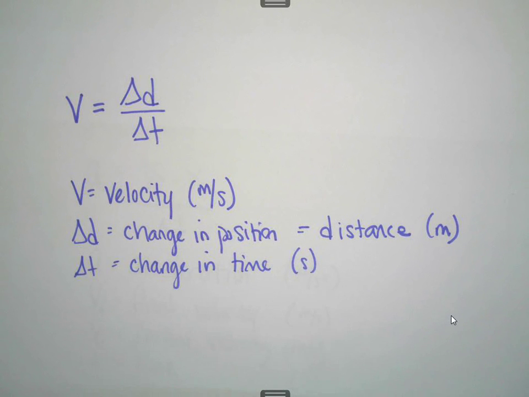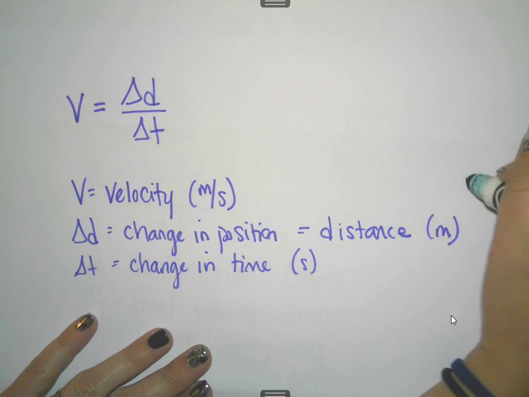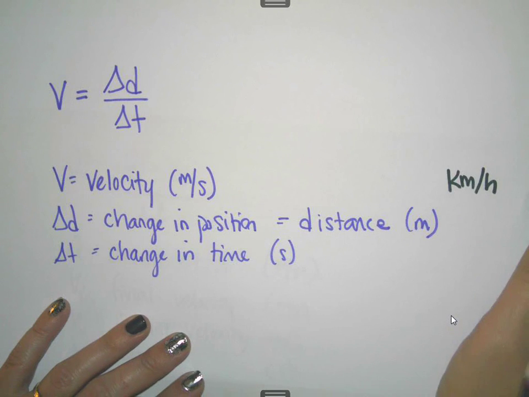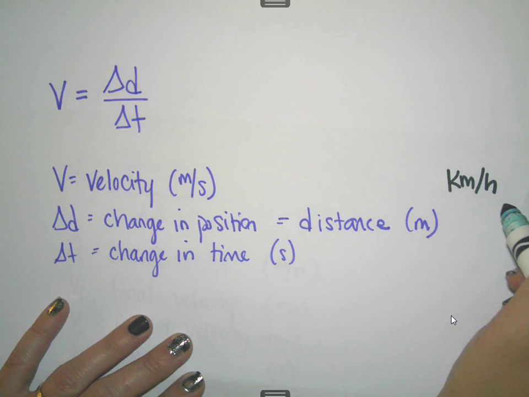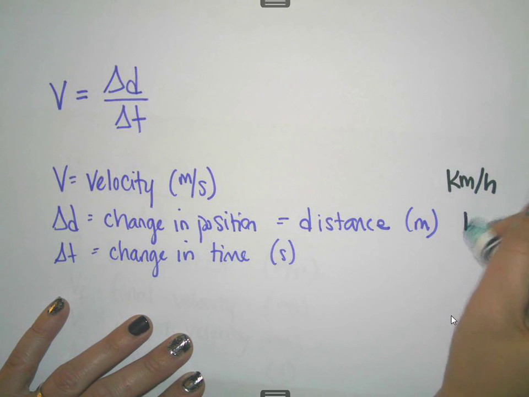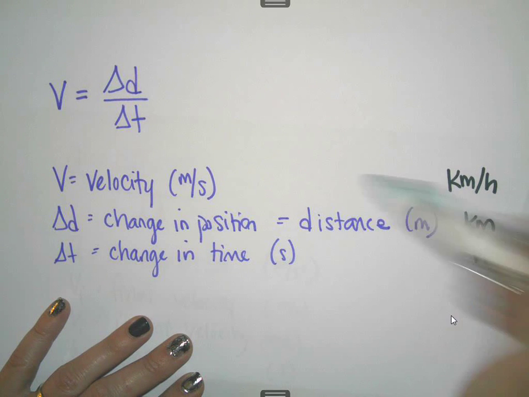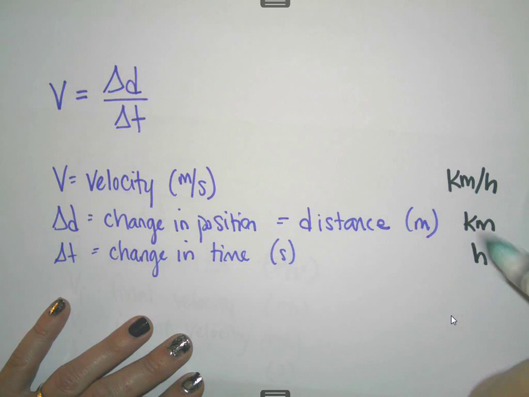Now, occasionally you will see problems that have velocity in kilometers per hour, and if that's the case, then position has to be in kilometers and time has to be in hours. The main thing is that all of the units in your problem have to match up with each other. You cannot use a combination of kilometers and meters per second or hours and meters per second. You've got to have the same two times and the same two distances.